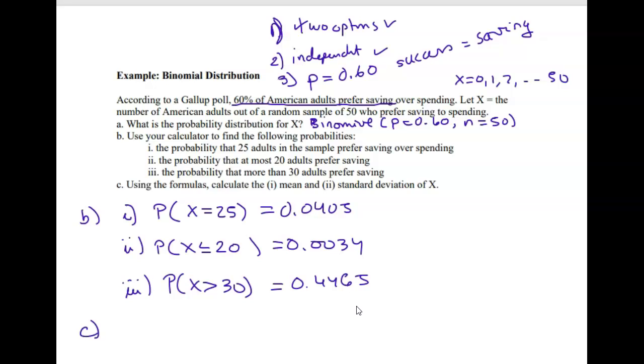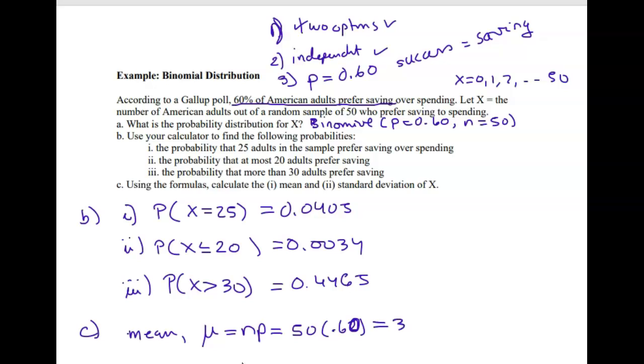Now, using the formulas to calculate the mean and the standard deviation of that variable. There are formulas for a binomial distribution's mean and standard deviation. The mean, mu, is given by n times p, the number of people in the sample times the success rate. It makes sense. If I have 50 people and the probability that each of them prefers saving is 0.6, you do 50 times 0.6, and this is 30.